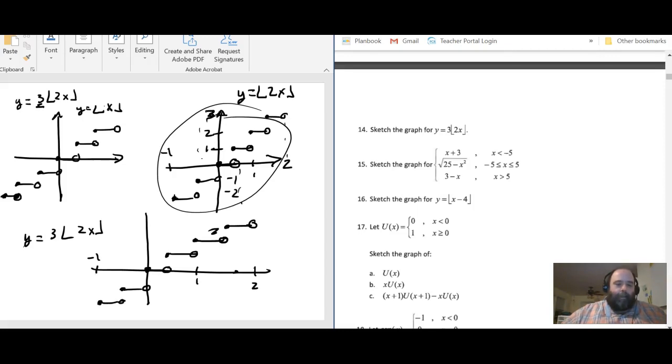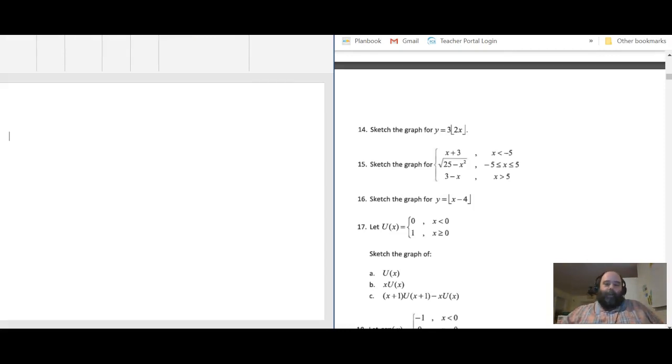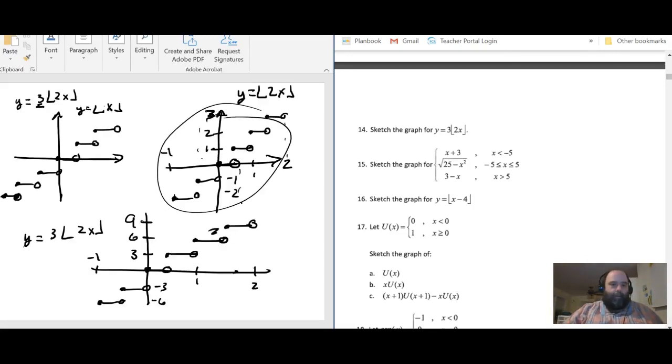So this one's happening at negative 1, but the y values are now, this is 3, because it's 3 times the value, right? This one is going to be 6, this one is going to be 9. So this would be negative 3, this would be negative 6. So this thing is like elongating top to bottom. So that would give me the graph that I need there. So there you go. That, I believe, is problem 14.